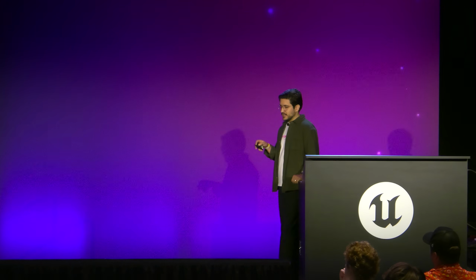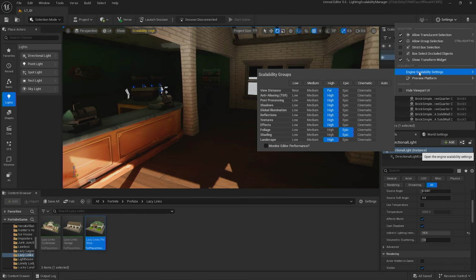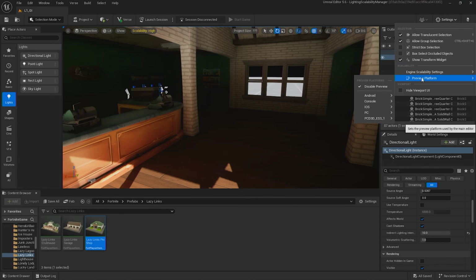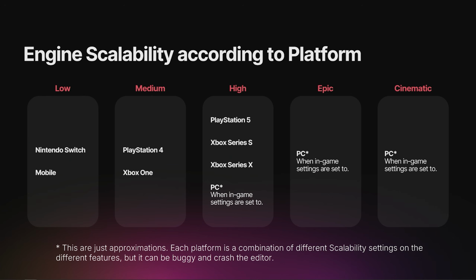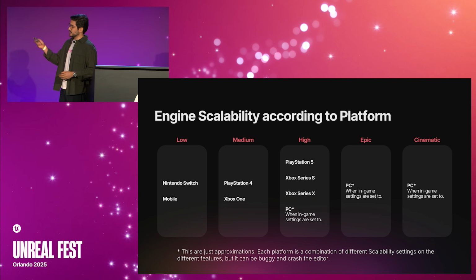It's also worth noting that these are just some approximations. Each platform, each console is a combination of different levels on the different features, which we can also actually see here in the editor. If instead of going into the engine scalability settings, down here we have the preview platform. We have many ways to preview the level in different devices, such as Android, Gen 8 and Gen 9 consoles, the portable console, iOS, PC, etc. This tool is just a bit buggy at the moment. It can crash the editor, so for the sake of this presentation, we're just gonna stick to the engine scalability settings.